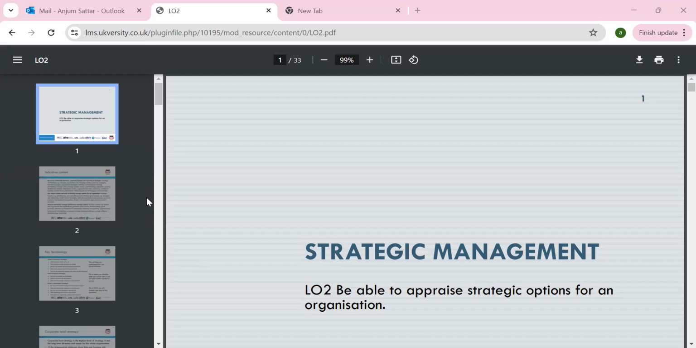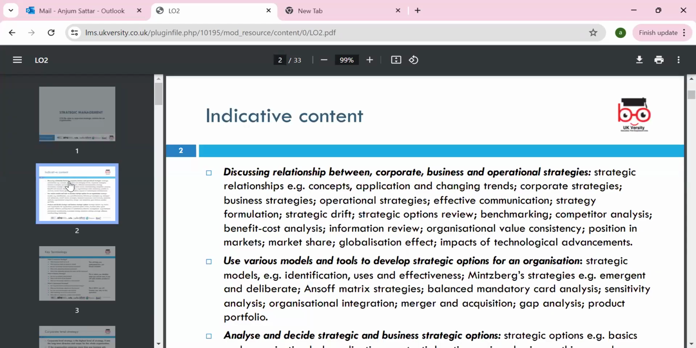Today's lesson will be LO2, which is to be able to appraise the strategic options for an organization. It's always good to reflect on what I know about strategic options: the long-term options for an organization to achieve its objectives. So the indicative content is the relationship between corporate, business and operational strategies, and the models to develop strategic options for an organization, and to analyze and decide strategic business options. That will be in our discussion.